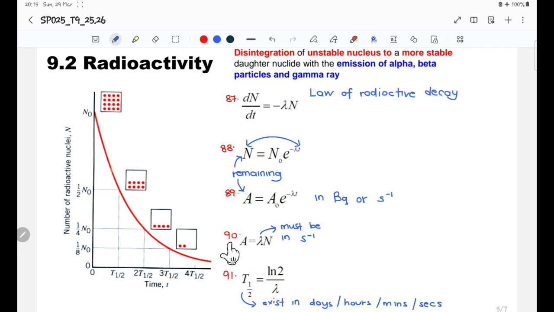If the question gives you curie, you must convert it into becquerel first, because becquerel is the SI unit. Alright, next we have equation 90, where A equals to lambda N, activity A equals to decay constant lambda times the number of sample N, the number of nuclei that exists.